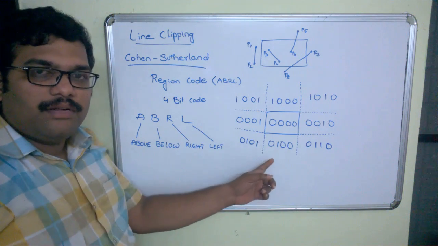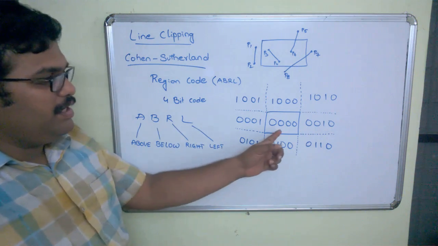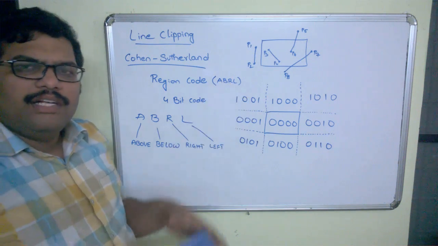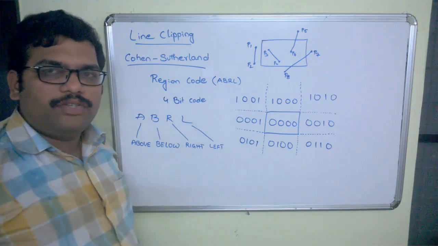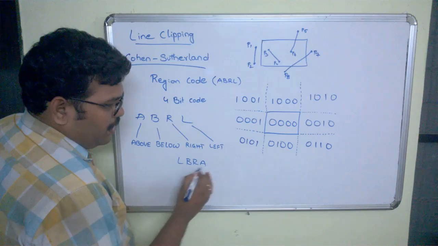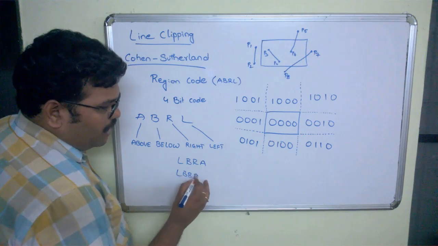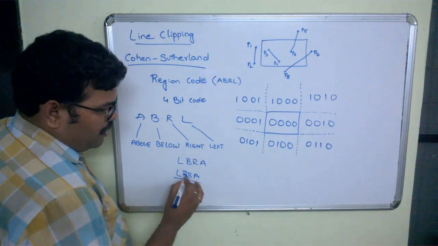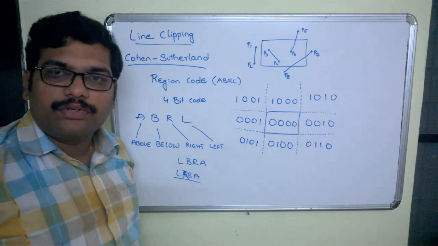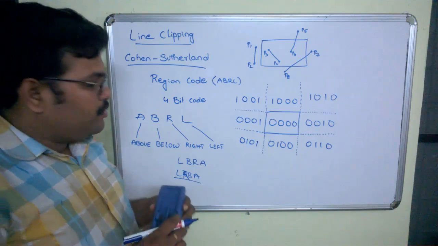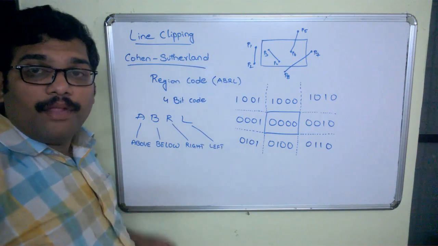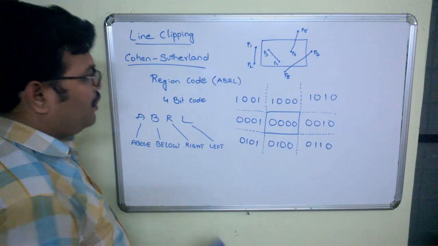Hope you understood this filling of the region codes. That means initially the window is all zeros, and then based upon the ABRL code. The ABRL code is not fixed. You can use LBRA, LRBA, whatever code you may choose, to fill the region codes, no problem. Most probably we can use this ABRL code: above, below, right and left.